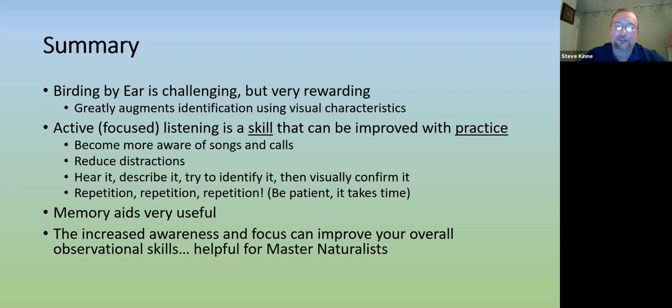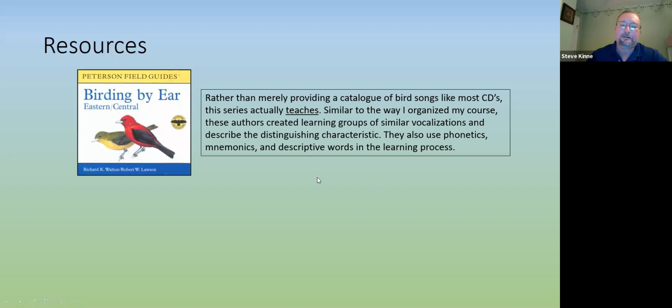So memory aids, like we talked about, especially the mnemonics, can be very useful in trying to remember what these bird songs are. And lastly, just as a general note for master naturalists, these same techniques to improve your awareness and focus can really improve your overall observational skills, which makes us all better naturalists, I think, in the end. So with that, I will just mention one other thing that had to do with resources.